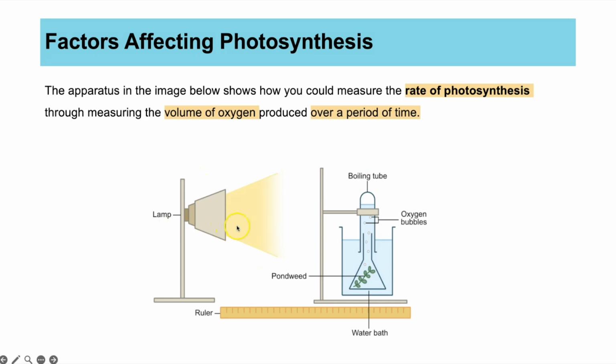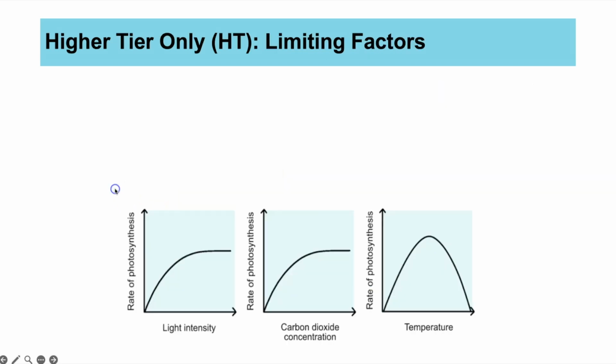And in this one, we could look at how light intensity affects the rate. So we can see we've got our setup. Our pond weed would be photosynthesizing. The water bath is to control the temperature. And we could measure the volume of oxygen produced over a period of time when the lamp is at different distances away, and that's how it would be varying the light intensity.